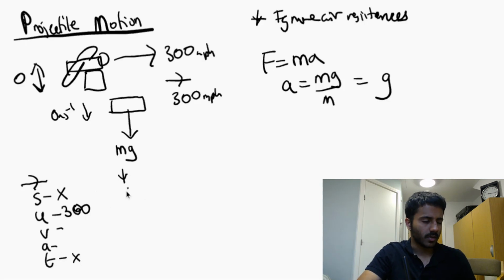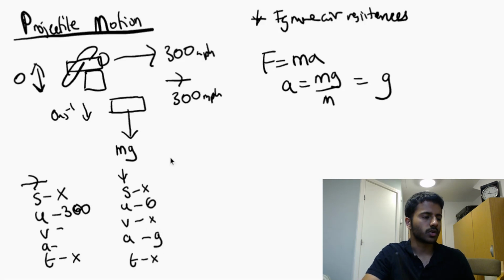Now, vertically, s we're given nothing about. u we know starts off at 0. v we're not told anything about, but we could work it out. a we know is now g, and t we know nothing about. So usually in these kinds of questions, they will ask you to work out s, v, or t, or something like that, or they may give you a speed that is not 0.